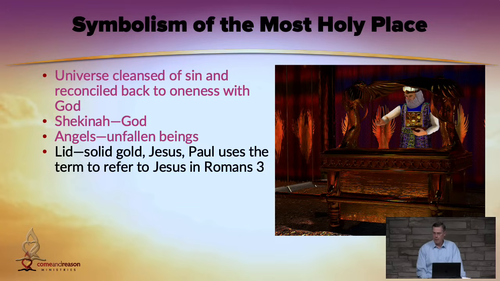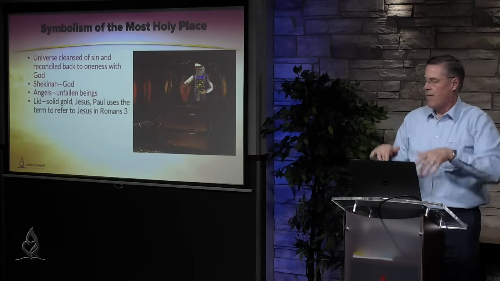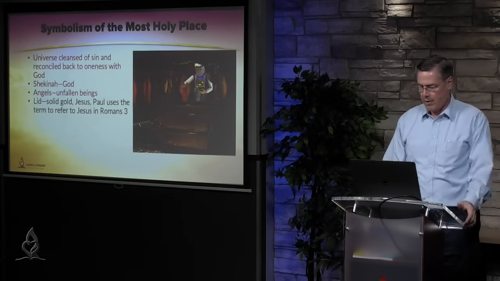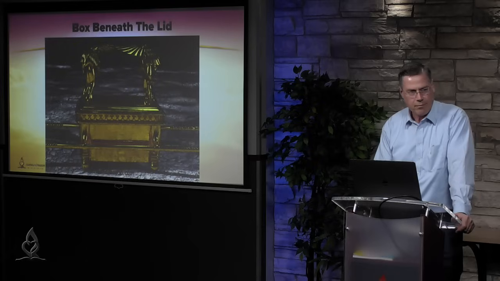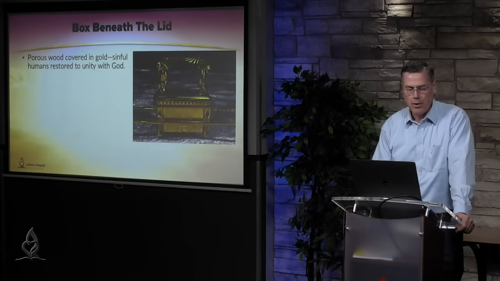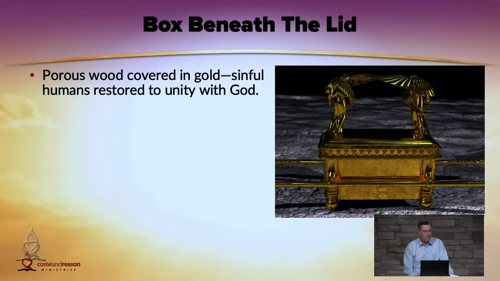Perfect, pure gold. Notice that Jesus Christ is the connecting link between heaven above, the angels, and the Shekinah. Heaven above is connected to Jesus on the lid, and earth below is the box. And what does the box represent? The box was porous wood covered in gold. The porous wood represents sinful human beings, and the gold, the purity of Christ, united back with God.